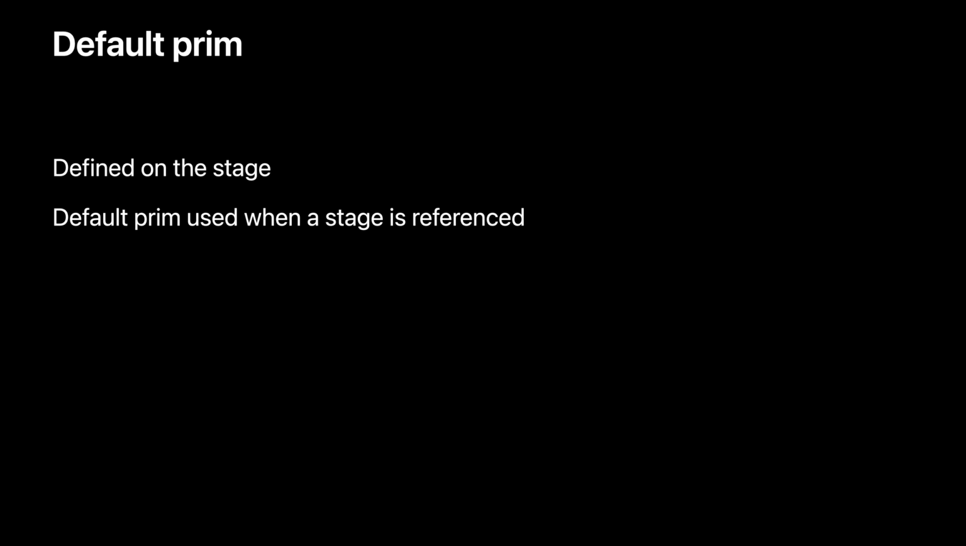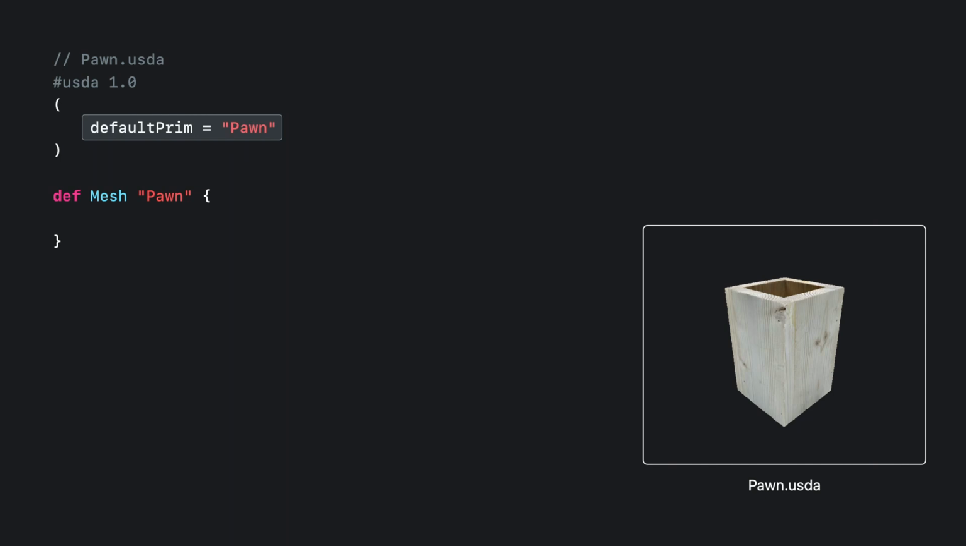But how does USD know which prim it should bring in from the file we reference? We can specify this prim with the default prim metadata. The default prim metadata is defined on the stage and specifies which prims should be referred to when using this scene on another stage. We recommend always authoring a default prim for USD assets. Let's check our pawn asset to make sure the default prim is authored. We can see the default prim metadata at the stage level in our asset. Great.